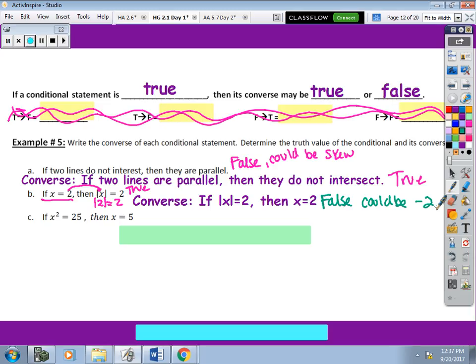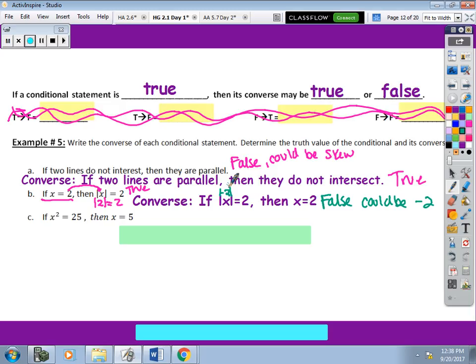So just be careful because the order matters. You're not allowed to change the hypothesis, the first part. You can't change this to be a -2. It has to stay. The only thing you can modify or see if it changes is the conclusion. And again, that's because if I were to plug in -2 here, I would still get 2. This would stay the same.